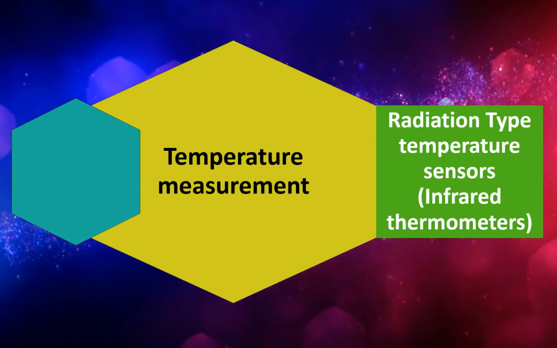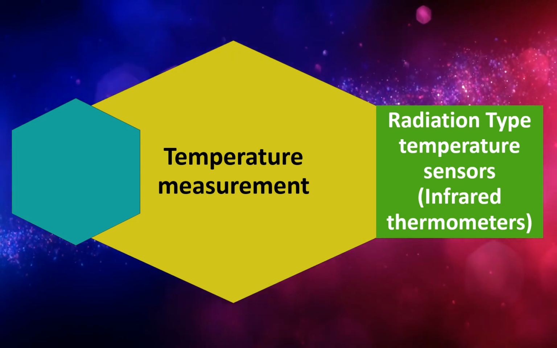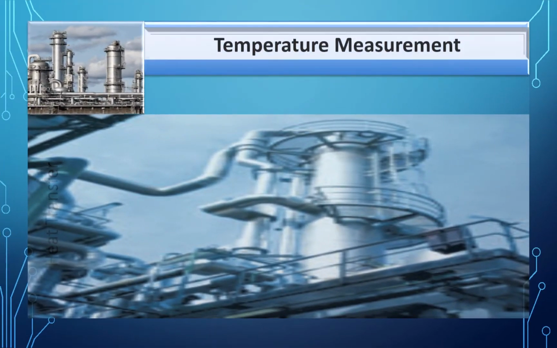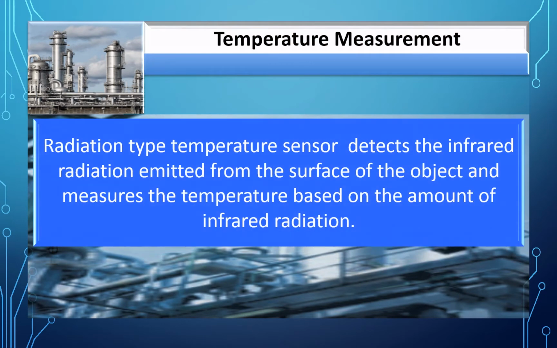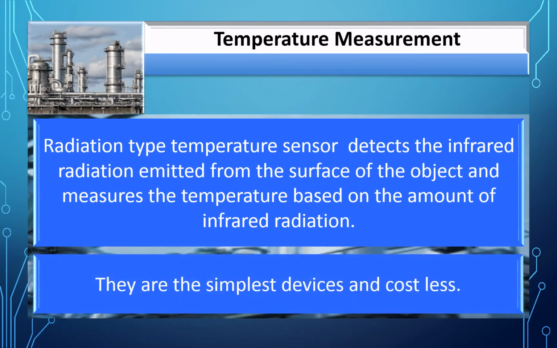Radiation type temperature sensors, also called infrared thermometers. A radiation type temperature sensor detects the infrared radiation emitted from the surface of the object and measures the temperature based on the amount of infrared radiation. They are the simplest devices and cost less.